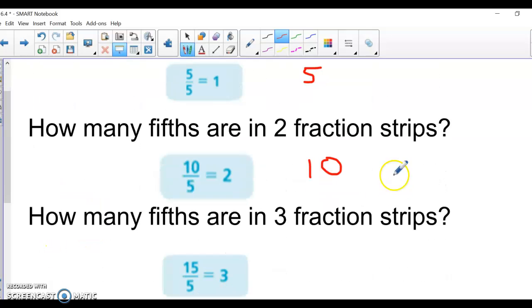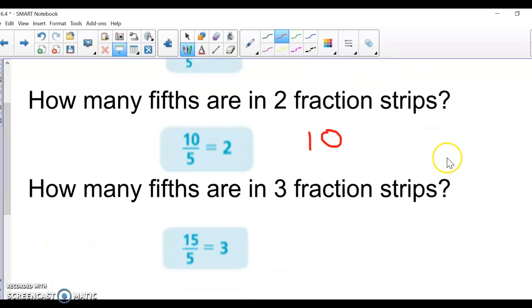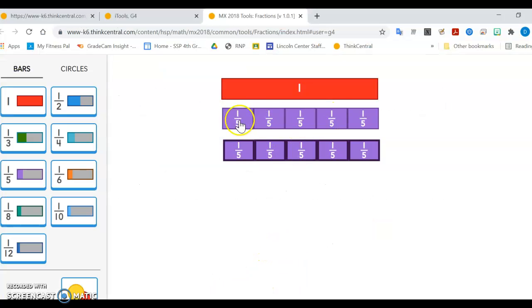So you can probably see the pattern. How many are coming in 3 fraction strips? Well, I need another group of 5 fifths, so that would get me to 15. Or 15 fifths is 3. Notice my denominator is staying the same. No matter how many of those fraction strips I have, it still takes 5 of them to equal 1 red whole.